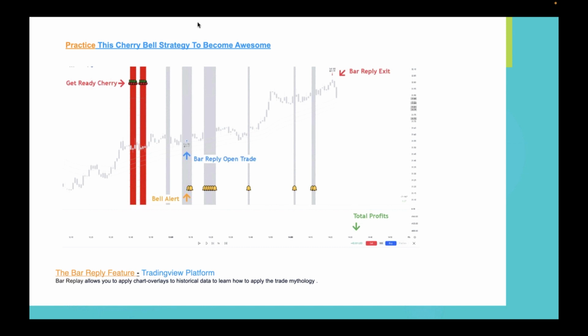Right. The trading platform. The bar replay allows you to apply chart overlays to historical data to learn how to apply the trade methodology. So we're about to do this live so you guys can see it. The reason why you see those bars all grayed out is because there's this one element in TradingView where you can press the bar replay feature. You can reverse your trading chart to a point where the cherry comes in, and this is where you can do what's called a live buy and sell, and that's going to be fun.